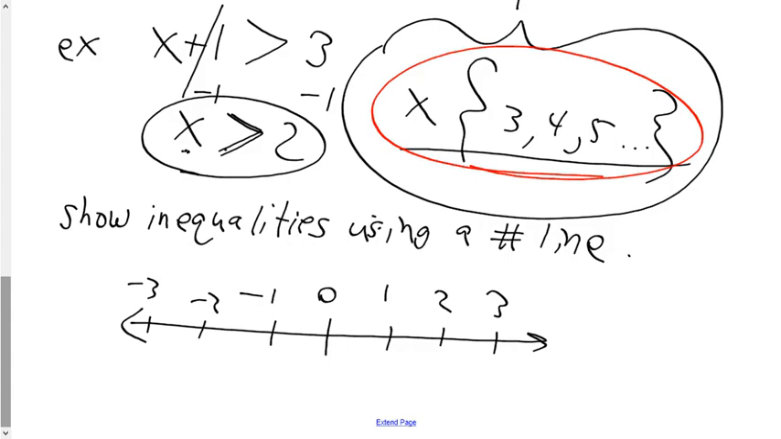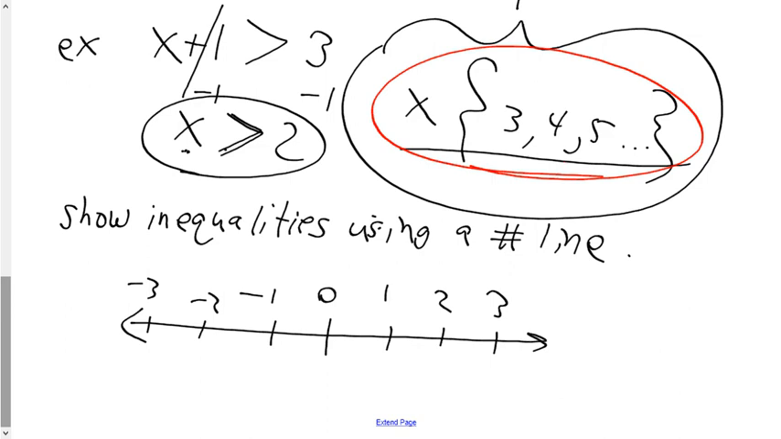Are you sure 2 is greater than 2? It's not, is it? Is 2 the same as 2, or is 2 greater than 2? It's the same, so it's not greater, it's the same. So it's equal to. So we cannot include the number 2, right?